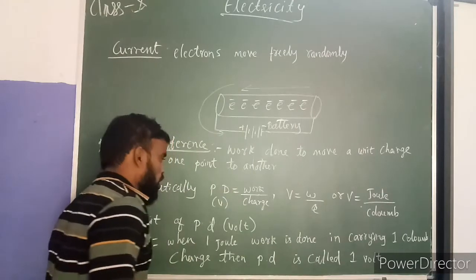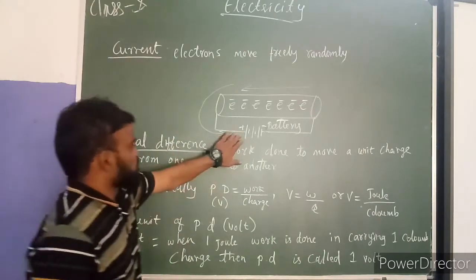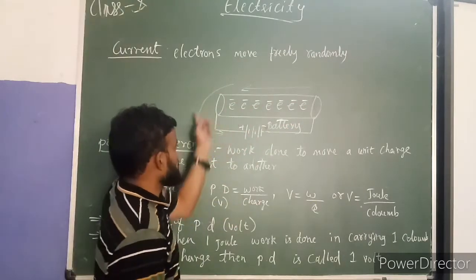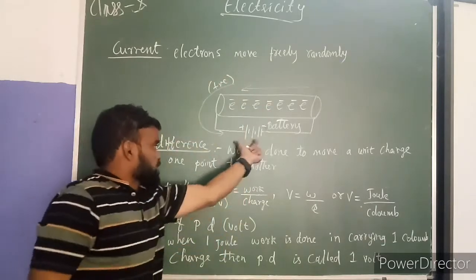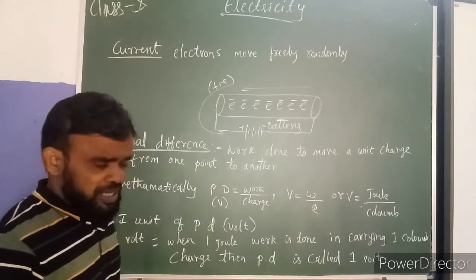Understood? Now, what more am I going to explain? If you connect it to the battery, the electrons will move only in one direction, the positive direction. If you connect it to the battery, then the electrons will move in one direction.